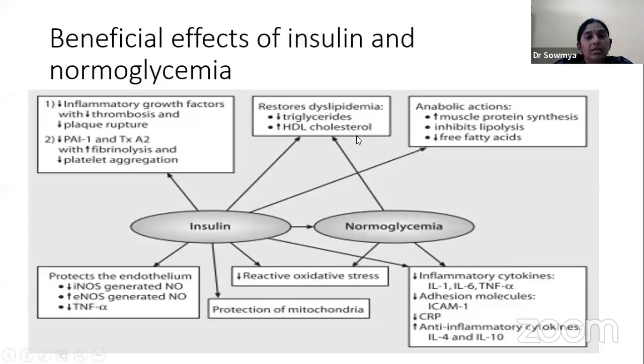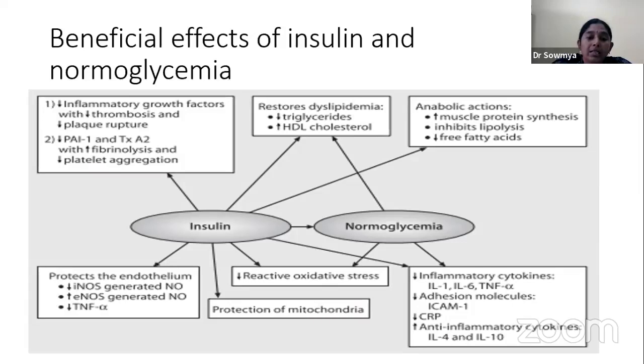So it restores the dyslipidemia, that is by decreasing the triglycerides and increasing the HDL cholesterol, and it will promote the anabolic actions. It increases the muscle protein synthesis, so whatever muscle wasting is there, we can inhibit that. And it also decreases the free fatty acids, as well as the inflammatory cytokines like IL-1, IL-6, and tumor necrosis factor alpha; all these cytokines will be decreased. Adhesion molecules are also decreased and anti-inflammatory cytokines are increased.